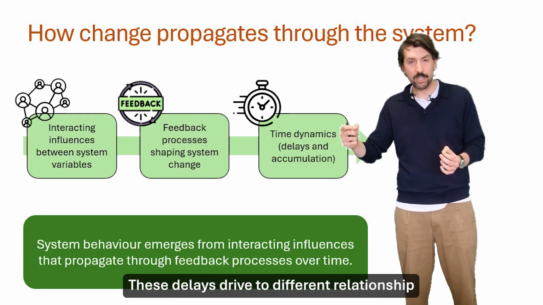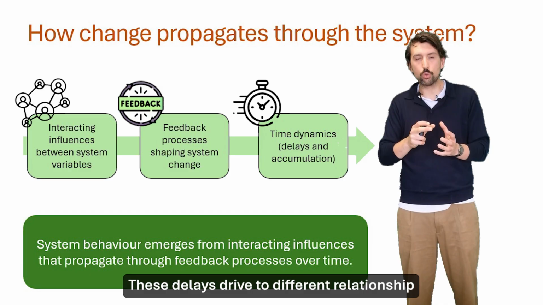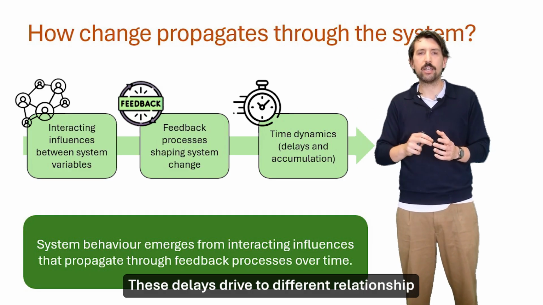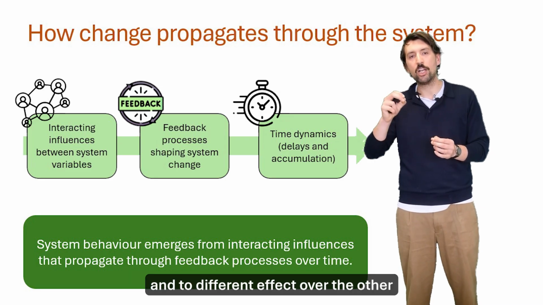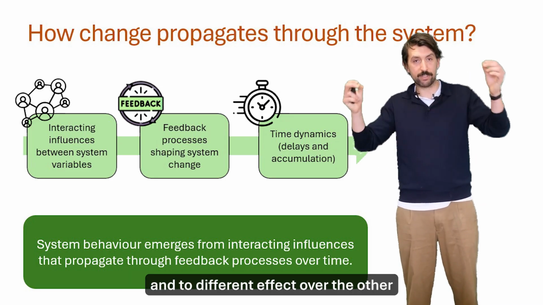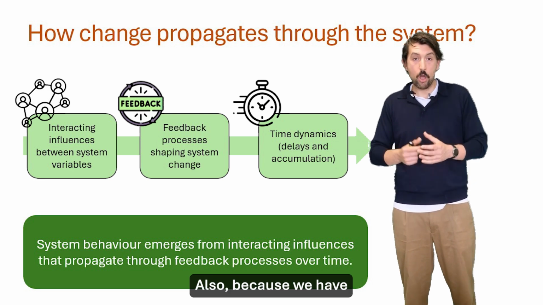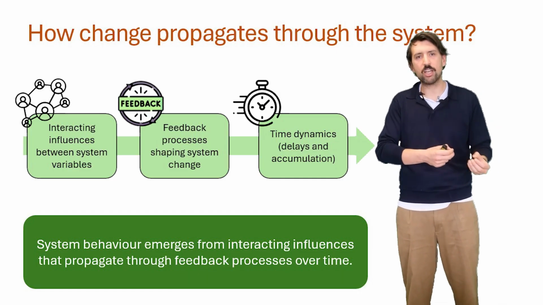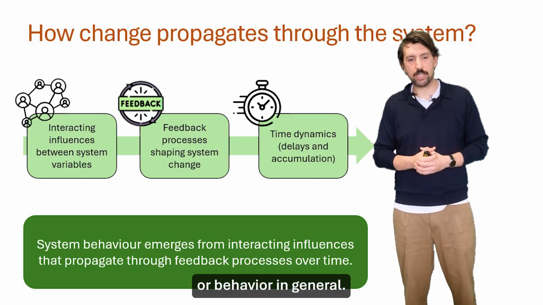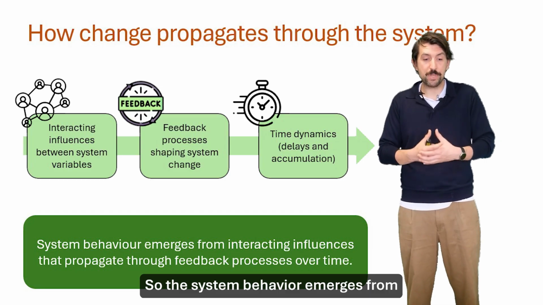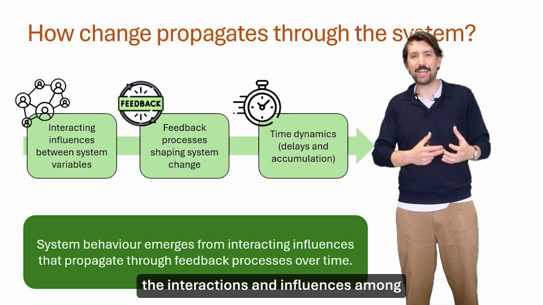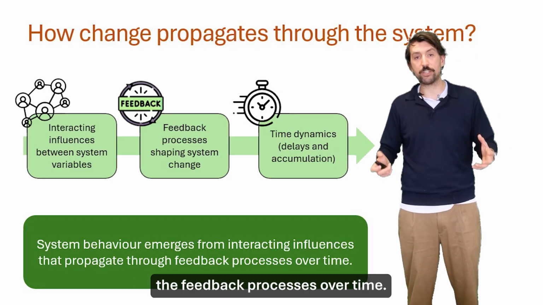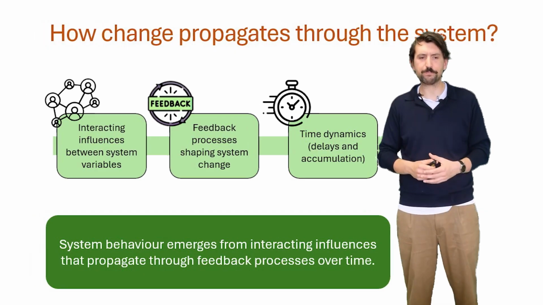These delays drive different relationships and different effects over the other variables of the system. Also because we have accumulation of resources or behavior in general. So the system behavior emerges from the interactions and influences among the feedback processes over time.